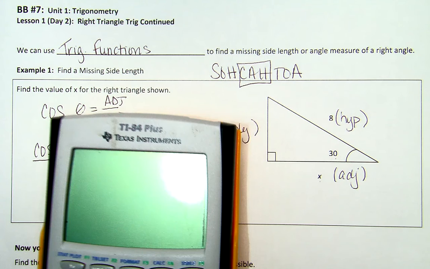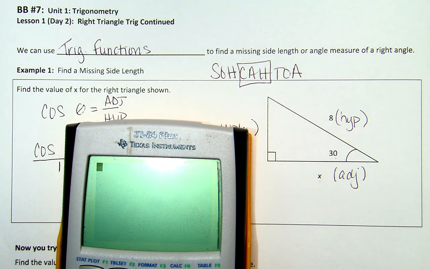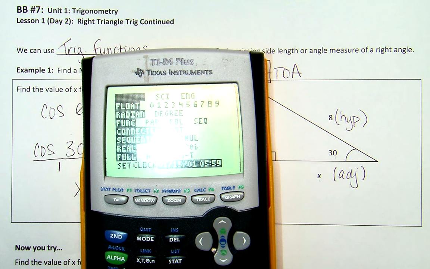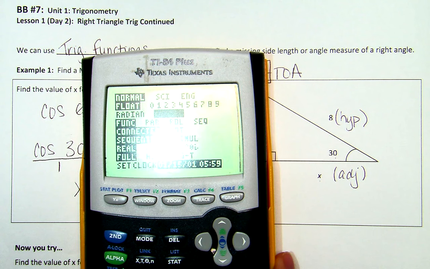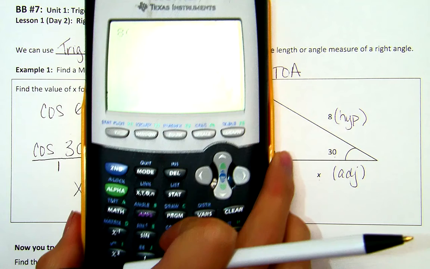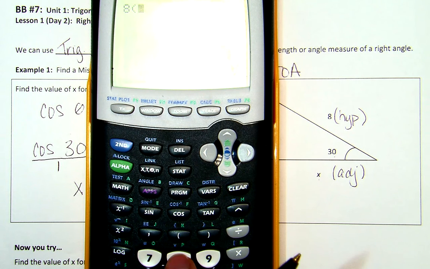So I can take my calculator. The first thing I want to make sure I do is go to my mode button. I want to make sure that I'm in degree mode because I'm dealing with degrees in this right triangle. So I'm going to type in 8 times the cosine. My cosine button is 2 steps up from my 8 button, so cosine of 30 degrees.